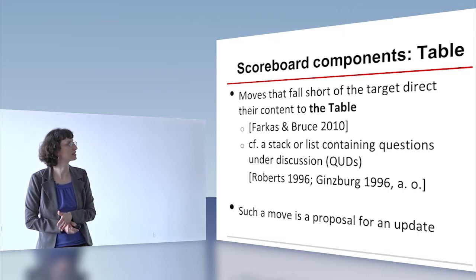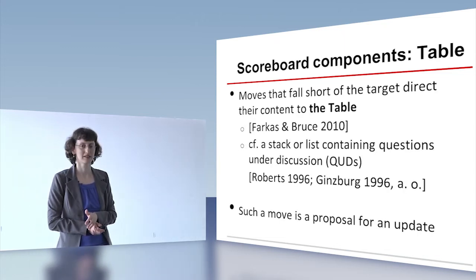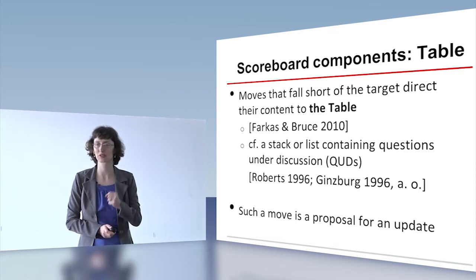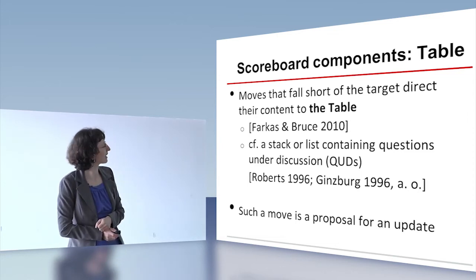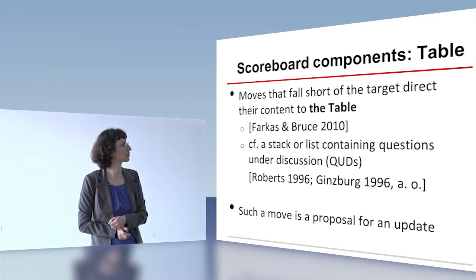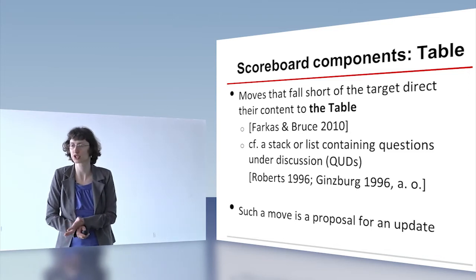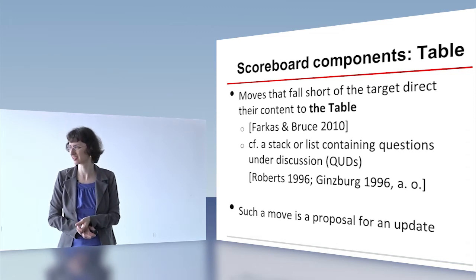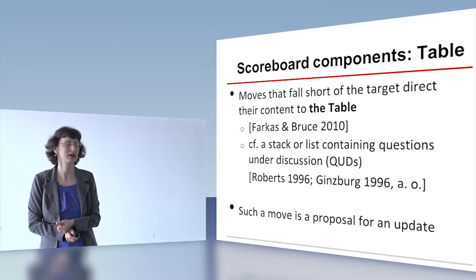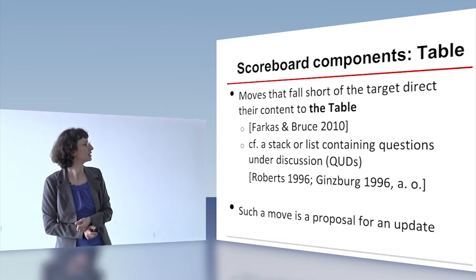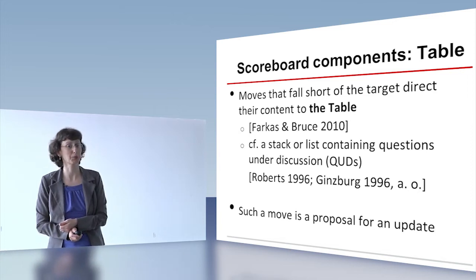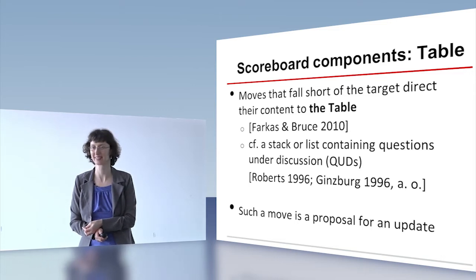OK, so we're coming to the crux of the matter, and that is that moves that fall short go to the table, which basically means they fall short. They're up for negotiation. They don't directly update the common ground. So such a move can be thought of as a proposal for an update of the target.